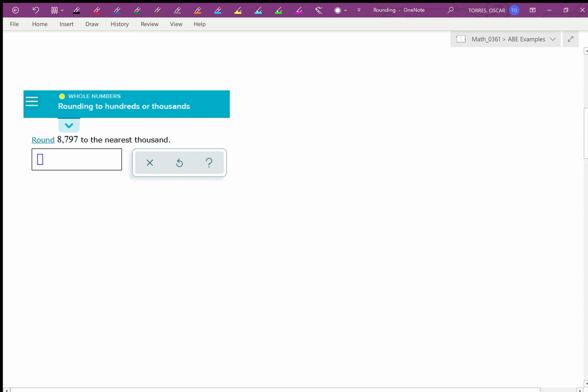This problem wants us to round to the nearest thousand. So again, I'm going to copy down my number. Then I'm going to identify the thousands place, and I'm going to underline it. So the thousands place is the 8, and I'm going to circle the number right after it. That number in the circle will tell me whether the 8 is going to go up or whether the 8 is going to stay the same. The 7 is greater than 5, so our number is going to go up. This 8 is going to go up to a 9. And everything else, including this 7, is going to become a 0 because we're rounding.